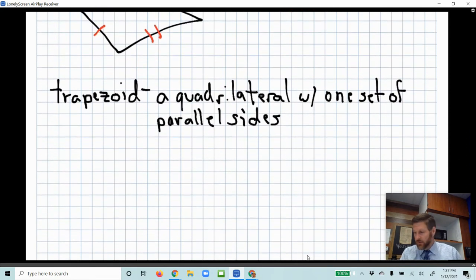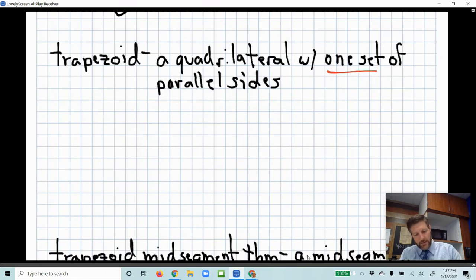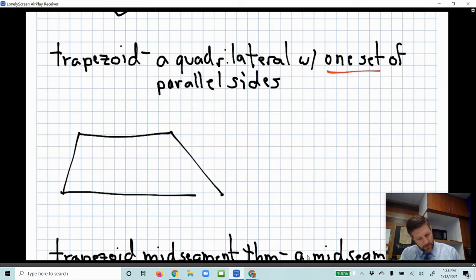Alrighty, then we have a trapezoid. The trapezoid is a quadrilateral with, as we see here, one set of parallel sides. So it's in between a kite, which has none, and a parallelogram, which has two pairs of parallel sides. Let's draw it in black. If you have one set of parallel sides and then the other sides, one set that isn't parallel, this is a trapezoid. One set of the sides are parallel, the others are not.